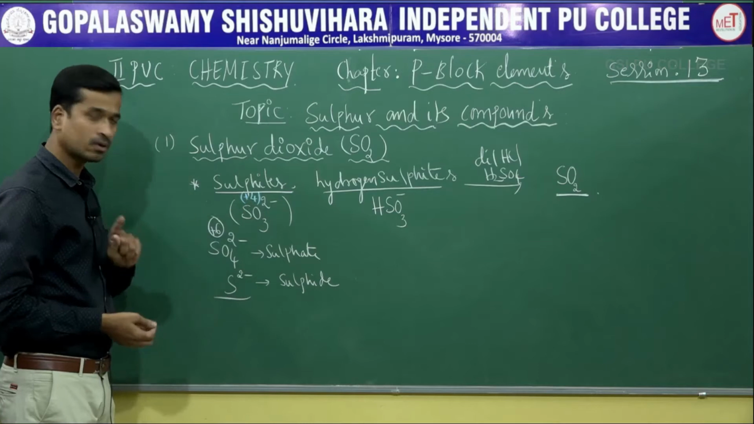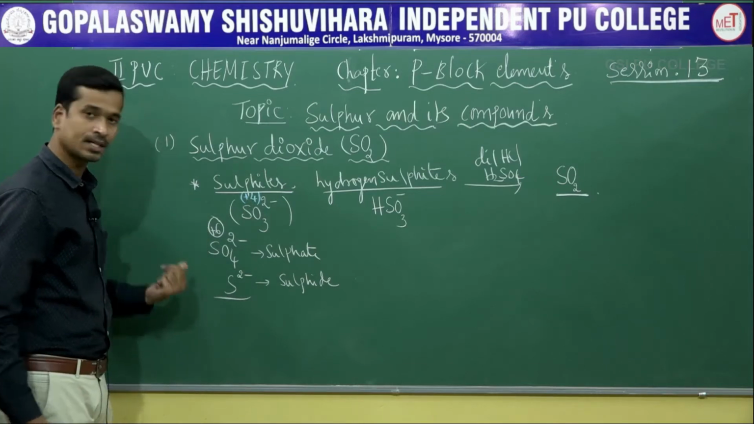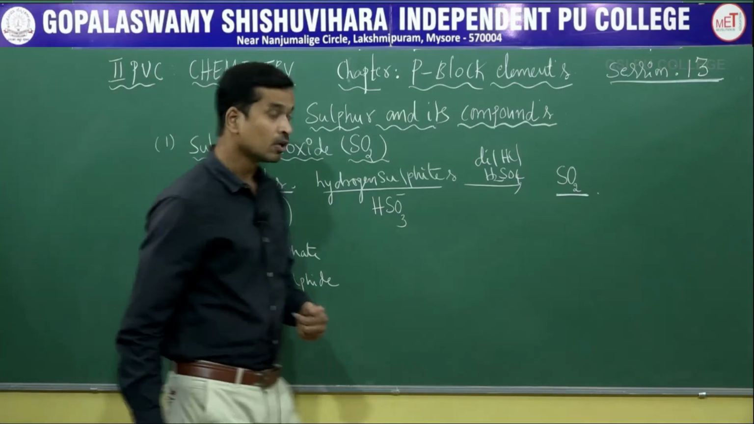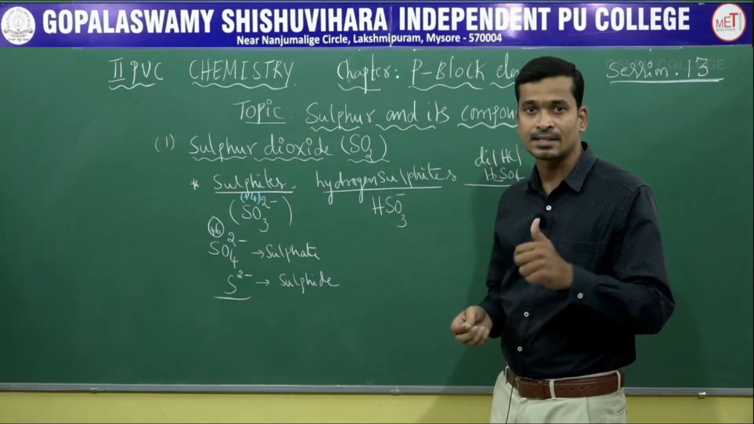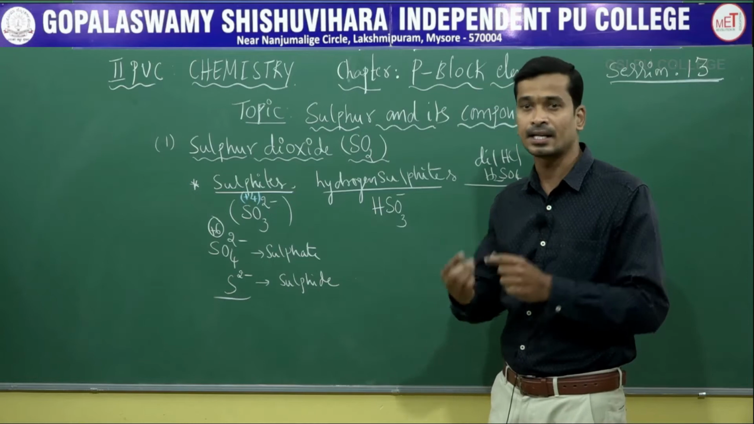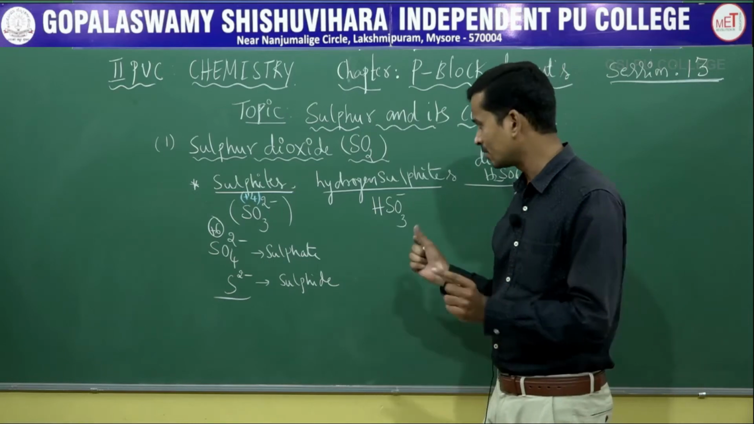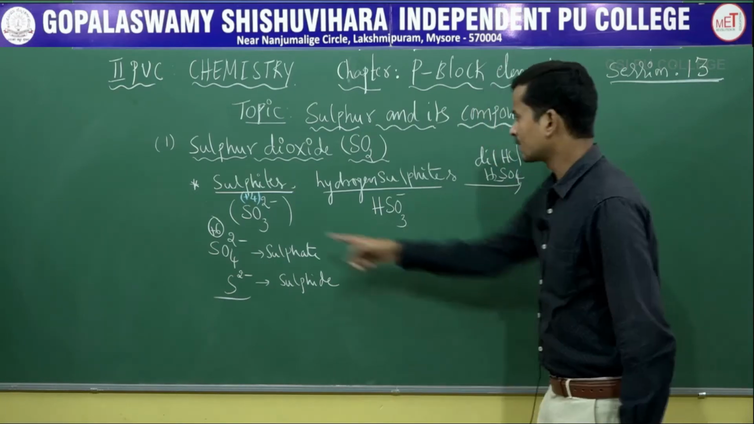Sulfide is 2 minus, sulfite +4, sulfate +6. Salts means you have to analyze an acid radical and a basic radical. In your lab, a salt contains one cation and one anion. So let us consider sulfate.